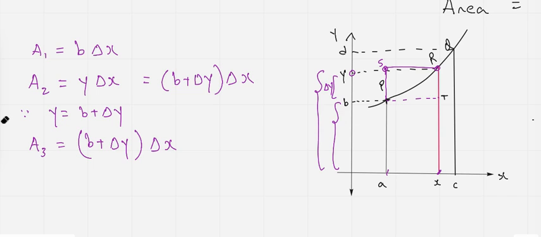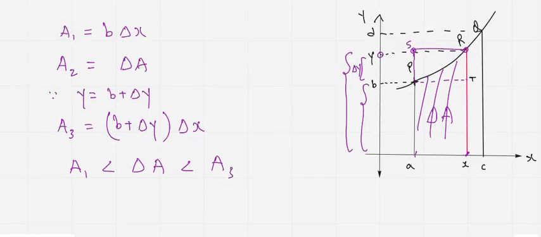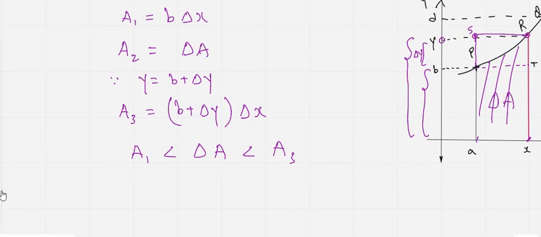Okay, so here I cannot use my rectangle formula, of course. I just call that a2 is my del a. So this area is actually my del a. Alright, so now you can see that a1 is less than my del a, which is a2, and that is less than my a3. That's what the figure is telling us. So now we are going to rewrite this inequality in terms of their length into breadth formula and so forth. So it is going to look something like this.